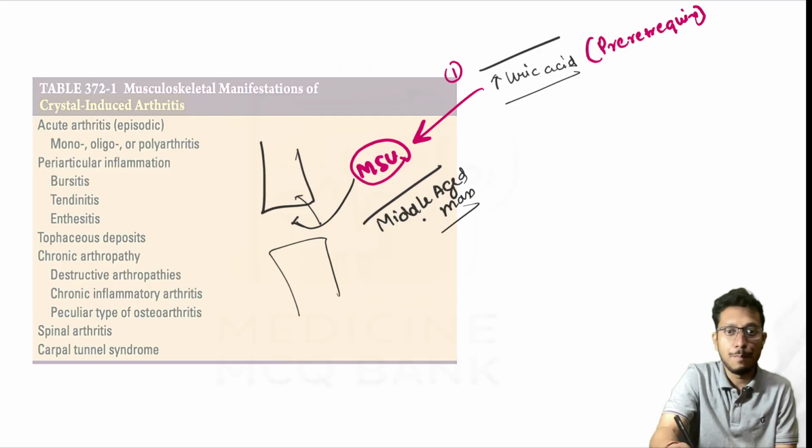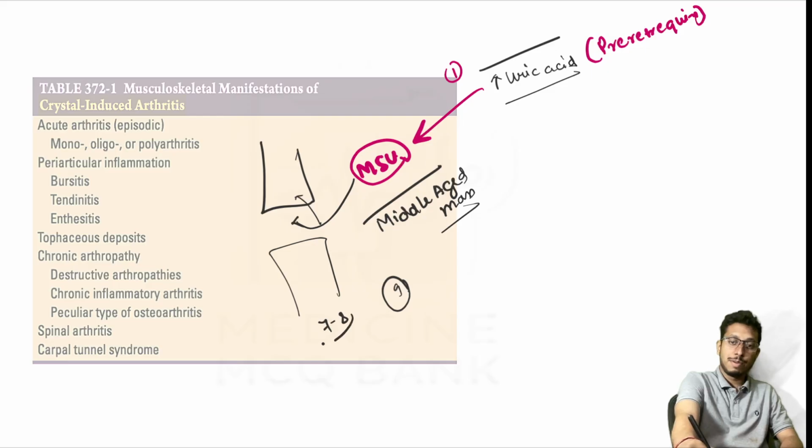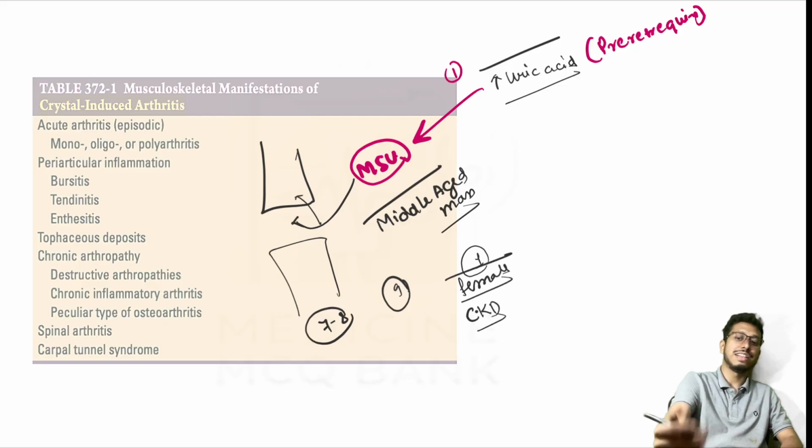All right. And middle-aged men, and if 10 people with gout are coming to our OPD, 9 will be middle-aged men, 7 to 8 of them will be alcoholic, and only one will be female. That also is very rare, only in the setting of a condition like CKD. So it is so rare in female patients.